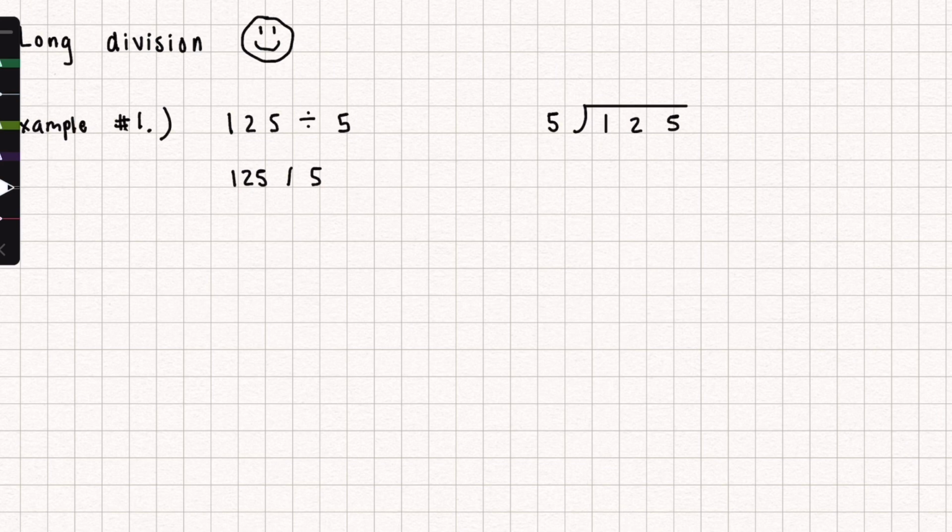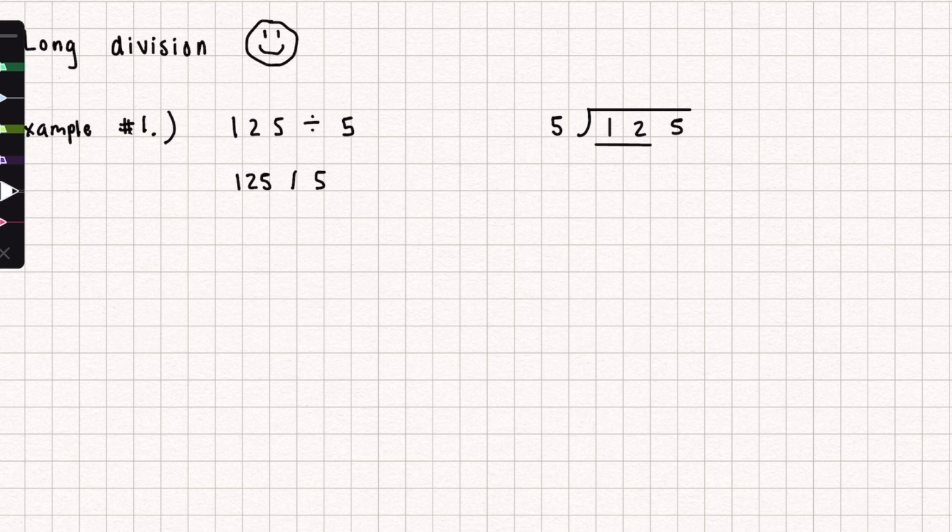And this wording might be a little bit confusing because you might think, oh, are they asking me how many ones are in a 5? Are they asking me to divide 1 by 5? And that's not what they're asking. They're asking how many whole 5s go into a single 1. And the answer for that is 0.